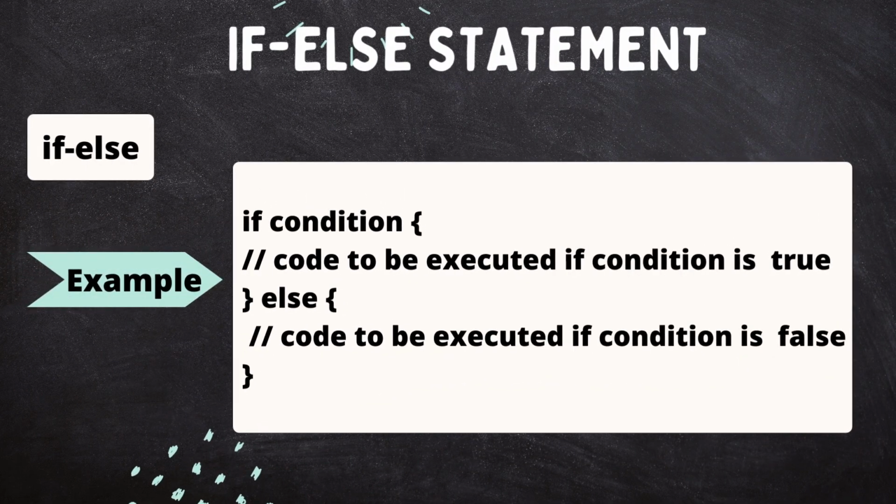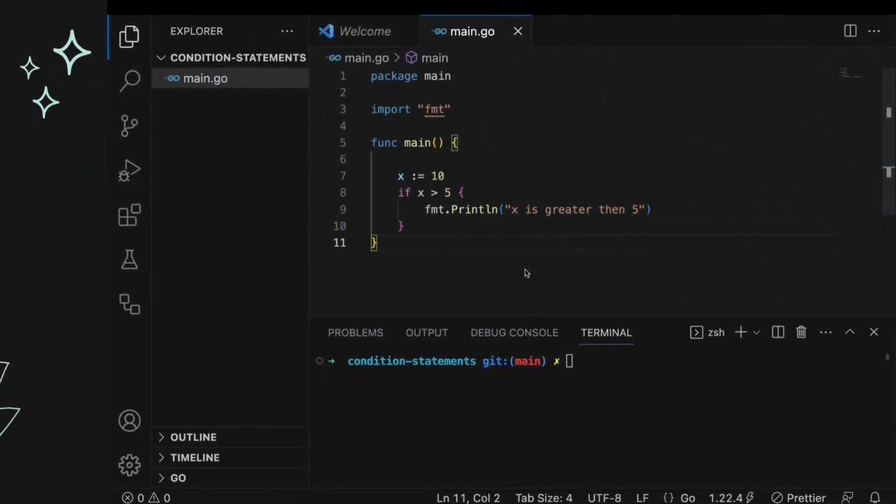Let's talk about the if else condition. If you remember, the if condition executes the function only when the condition is true, and it does nothing if the condition is false. Now, the if else statement allows you to execute one block of code if the condition is true and another block if the condition is false. Let's look at an example.